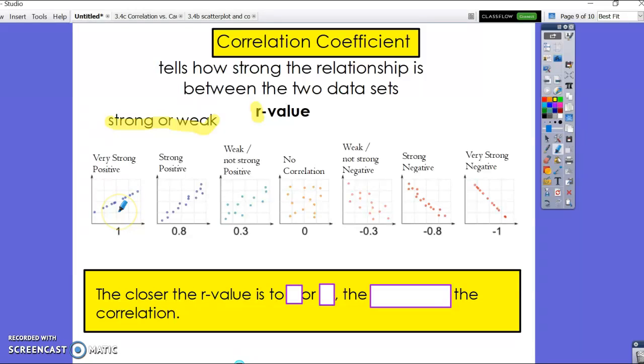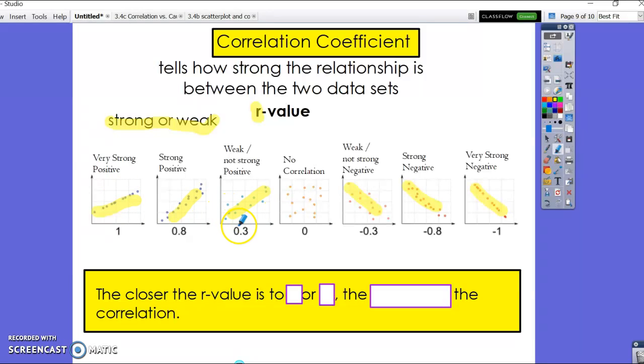So if your correlation coefficient is a positive number, that means it's a positive correlation, right? So our graphs are all increasing over here. If your correlation is a negative number, that means your correlation is negative, right? Since our graphs are decreasing. And so we talk about this as being strong or being weak. So here our dots almost look like they're a straight line, so we would call this very strong.